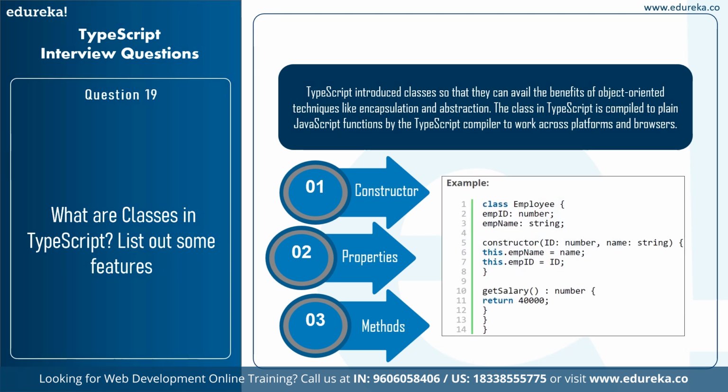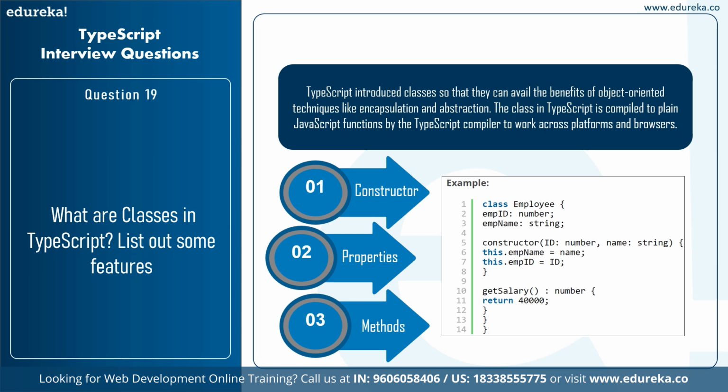Here is an example for the classes. So first we take a class keyword and then we declare the class name. So here the name is employee. Now inside this class we can pass different properties, methods, and attributes. So here we have one property as the employee ID, which is a number in data type. Then we have the employee name, which is a string.